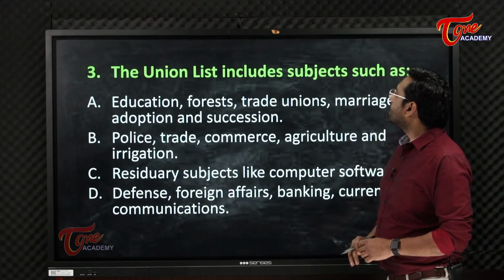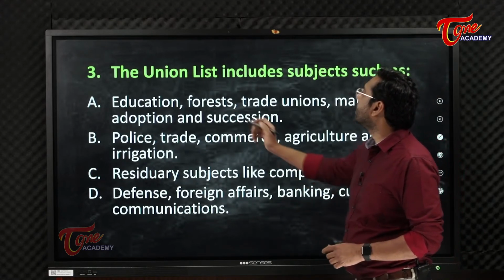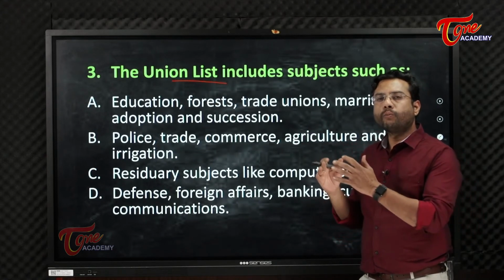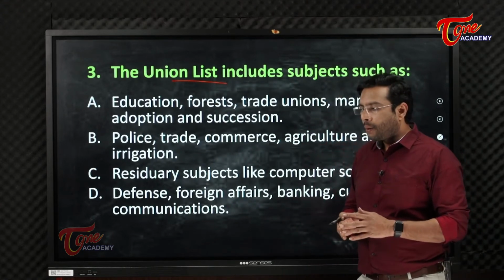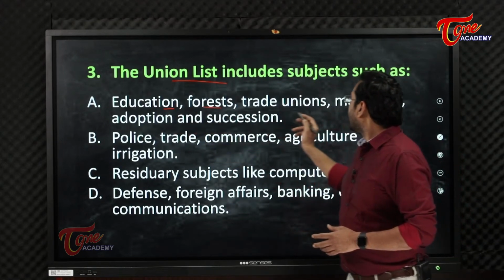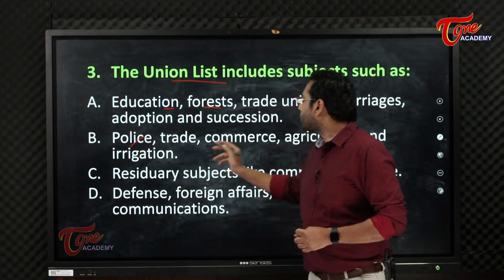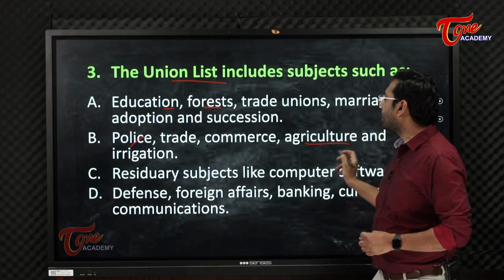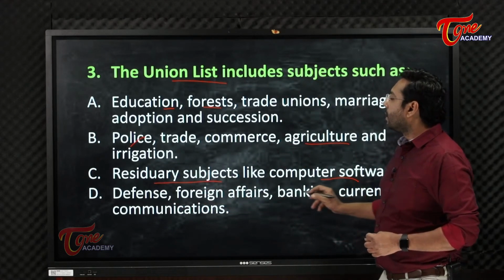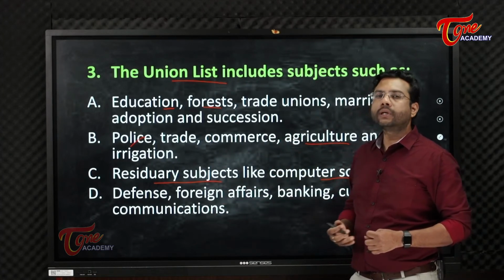So, the union list includes subjects. What are the subjects the union list has? Union list, as we have discussed, has more important subjects and most of the subjects are with the union list. Education, forest, marriage, these are state subjects. Police, day-to-day administration, commerce, agriculture, irrigation, state subjects. Residuary subjects like computer, software, these are also union subjects. Most of the subjects are given to the union government.